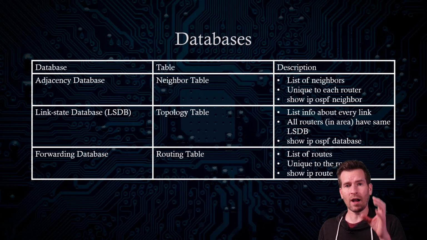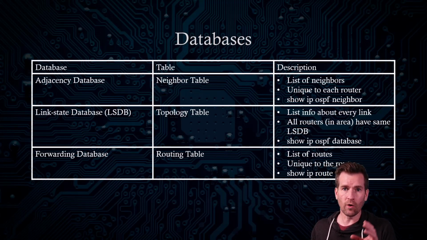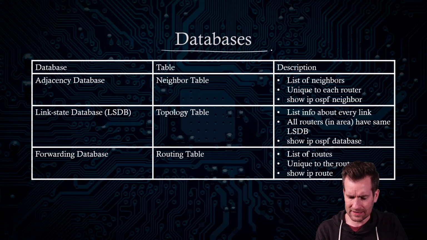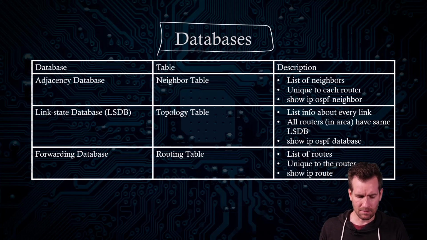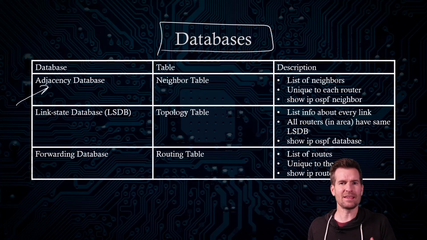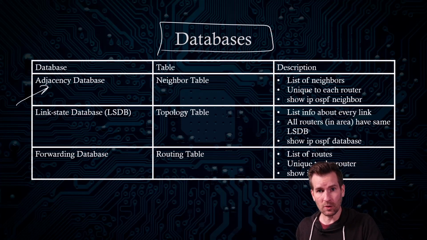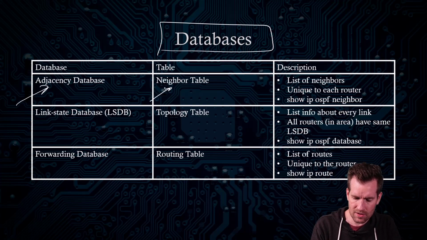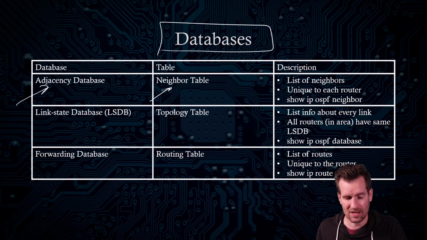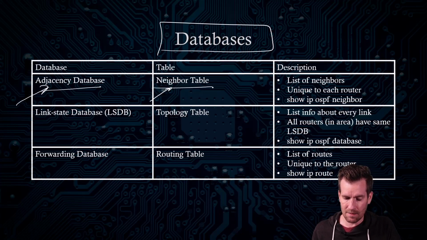OSPF uses quite a few data sets for its algorithm, and it stores that data in databases. One example is the adjacency database. A database is a table or multiple tables that make up the database. The table in question here is the neighbor table, so the adjacency database has the neighbor table in it.